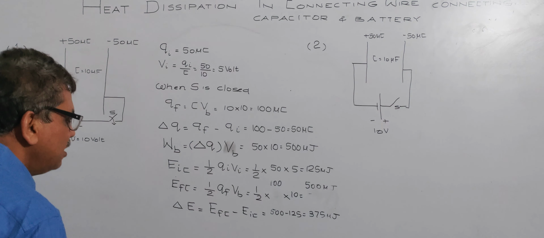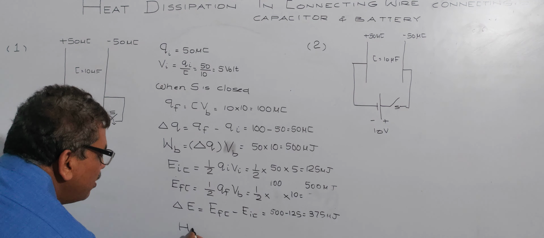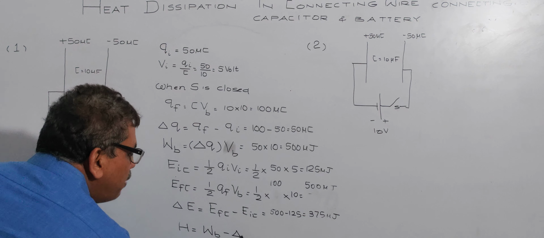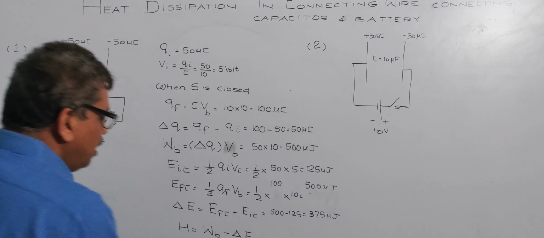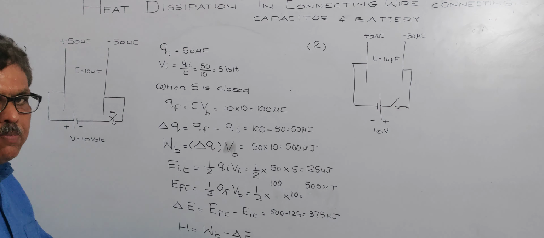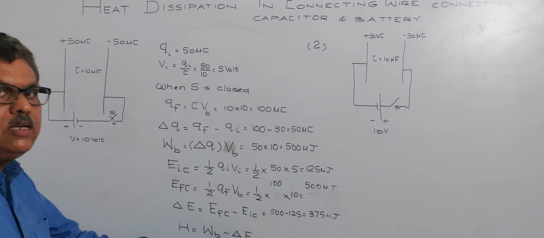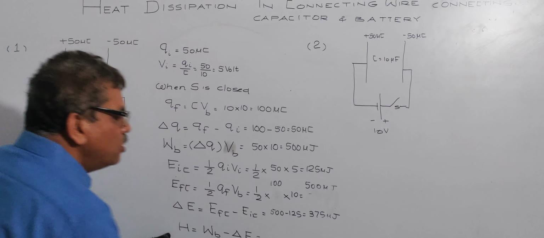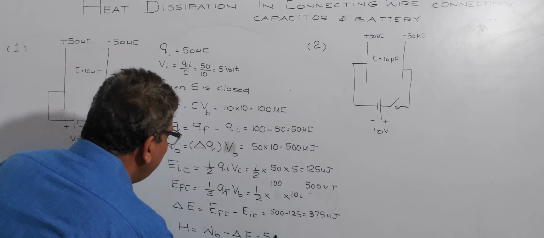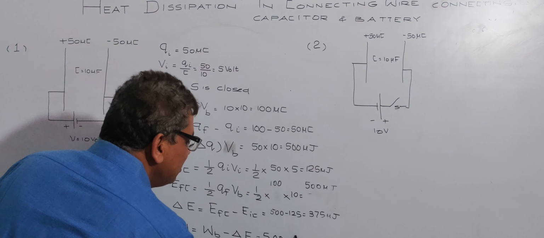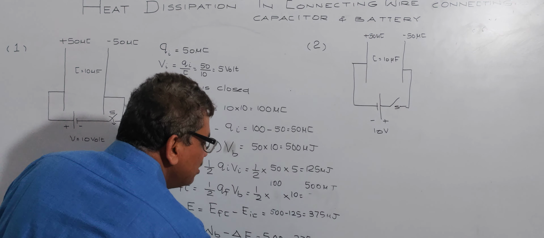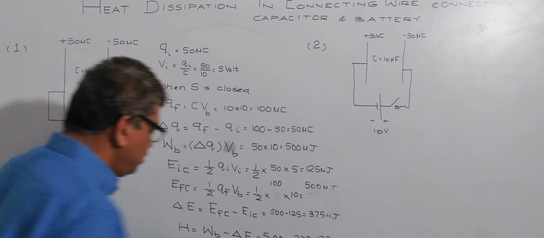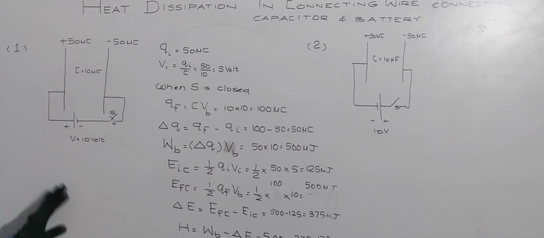So I can say the amount of heat energy which has been developed, the work done by the battery or energy supplied by the battery, part of this energy is used in increasing the potential energy of the capacitor, and part is used in heating the wire. So I can say W of the battery is 500, and this is 375. So I can say 125 microjoule of heat is developed in the connecting wire, right?